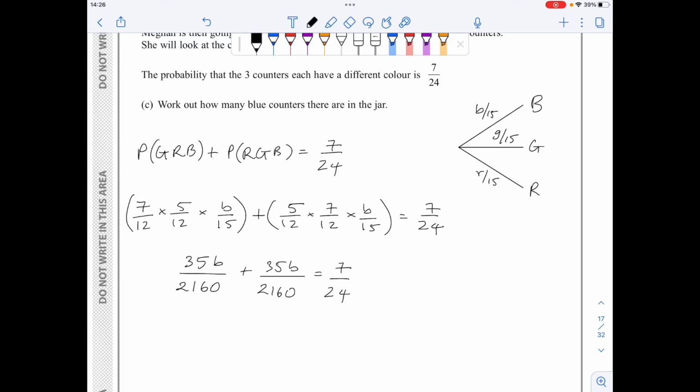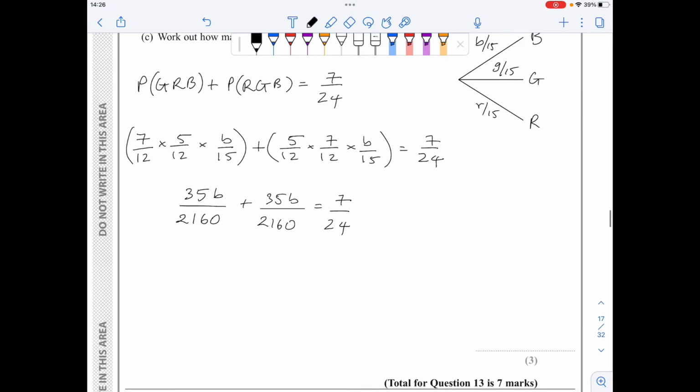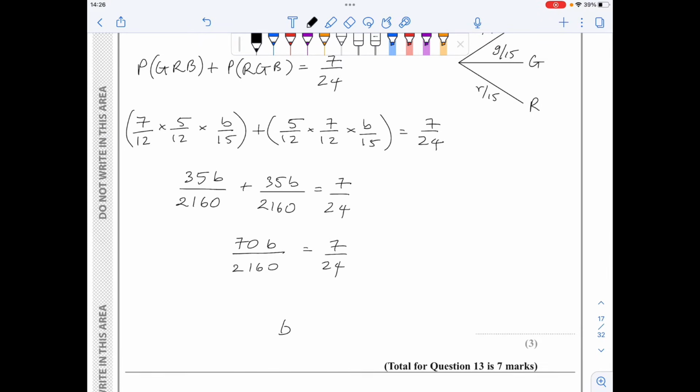I can add the two expressions on the left. I will get 70B over 2160 equals 7 over 24. Hence, B is equal to 7 over 24 divided by 70 over 2160, which comes out to be 9.